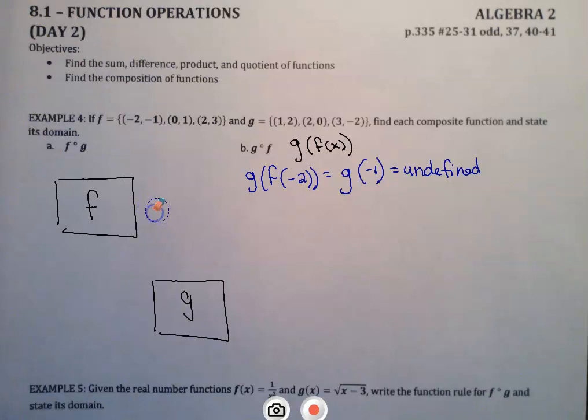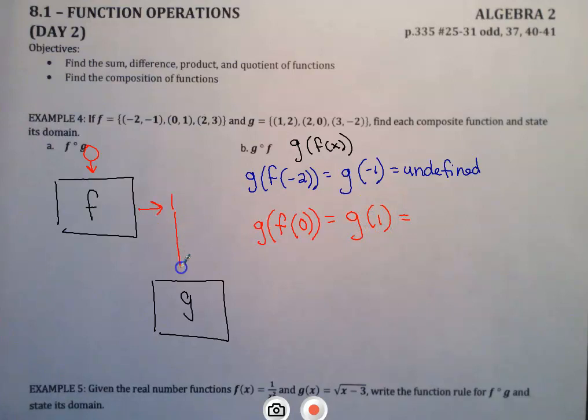All right, Brandon, what would be my next f? It would be 0 that we're going to put in. Very good. So how would I write this, Brandon? Keep going. So g parentheses f of 0. Okay, so when I put 0 into my f function, what do I get out? A 1. Okay. So then this is g of 1.